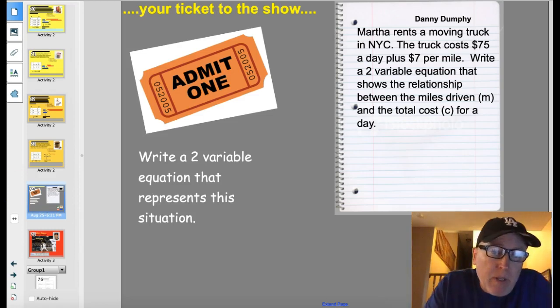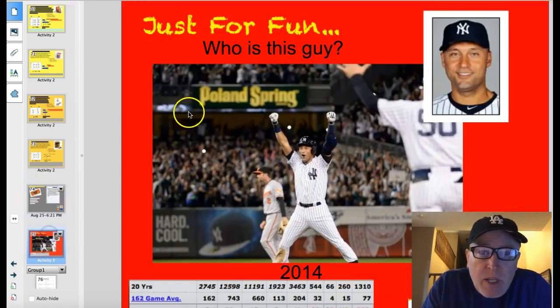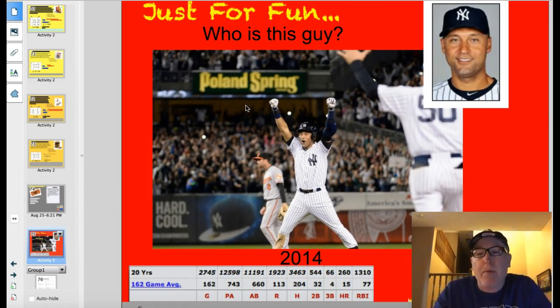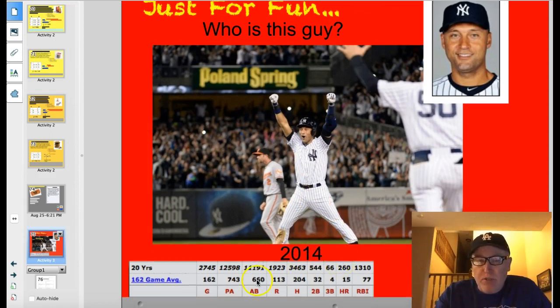Alrighty. Let's go ahead and see who this guy is. This is Derek Jeter. The guy's amazing. He's an ambassador for baseball. I'm not a huge Yankee fan, but it's hard not to like this guy. I mean, he just played the game right. And I miss him. He played in 2000, last game he plays in 2014.